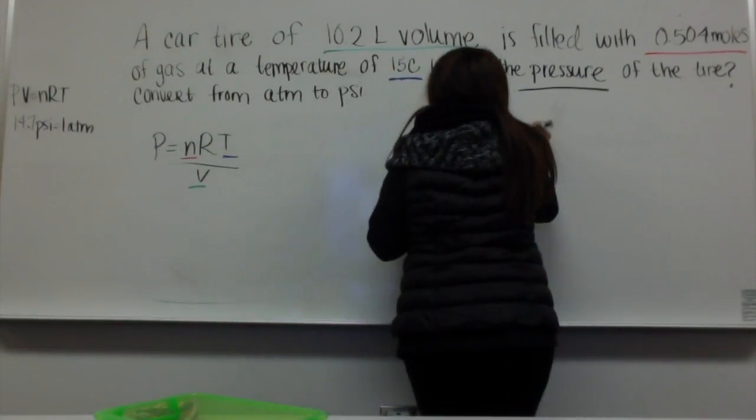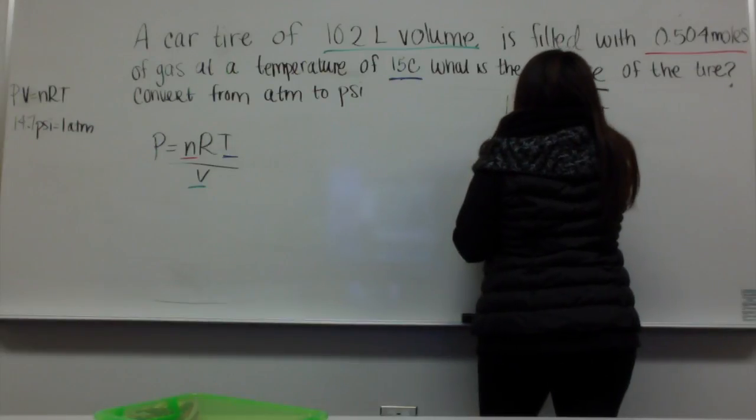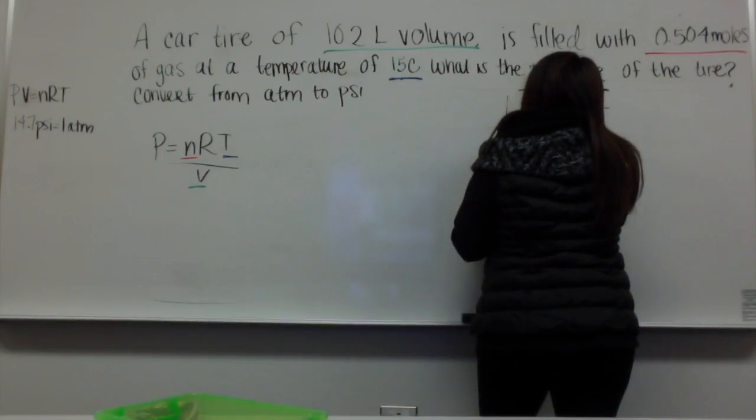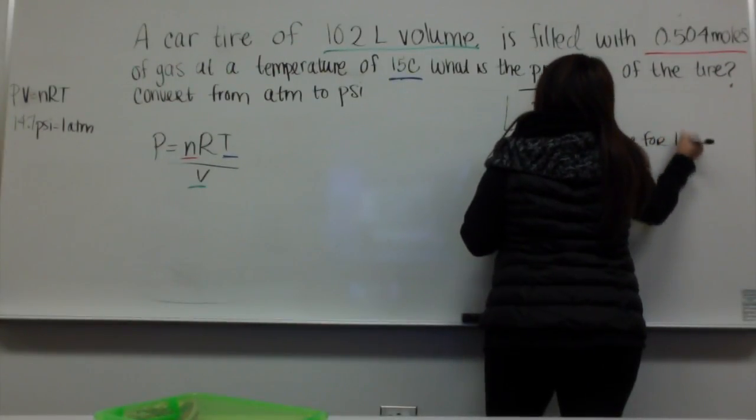To initiate my problem, the first thing I did was I color-coded all my variables. For n, I used red. For temperature, I used blue. And for volume, I used green. And my R just remains constant.